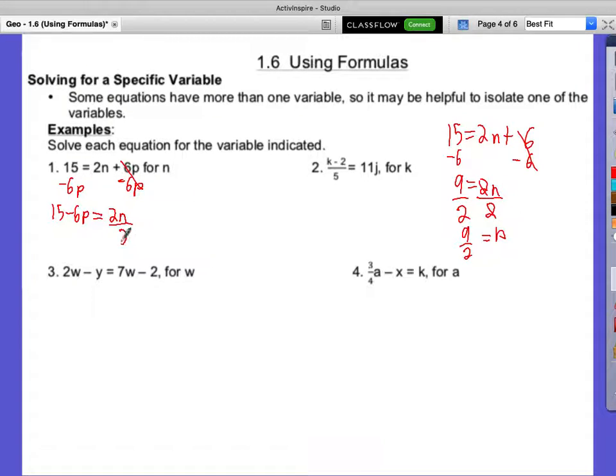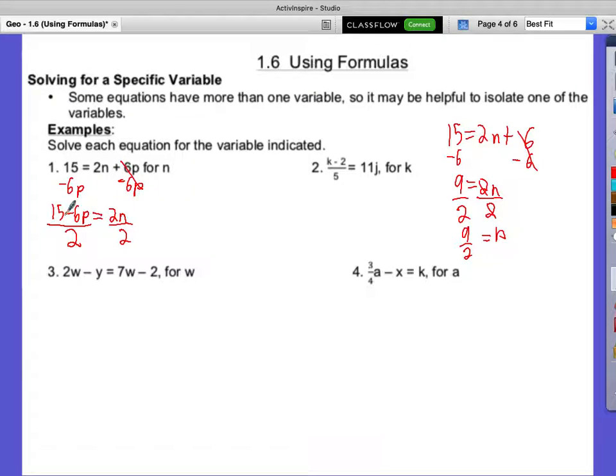Divide by 2. And now we divide the whole left side by 2. We don't just divide the 15 by 2. We don't just divide the 6p by 2. We divide everything on the left side by 2.